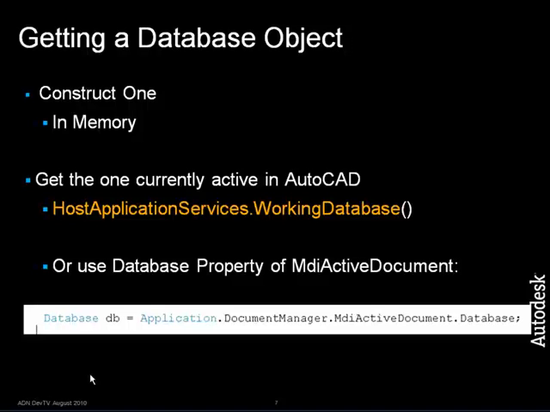The AutoCAD.NET API will allow you to create an AutoCAD database. This can either be a new one or one that you can populate with a DWG file. The most common workflow, however, is to get the currently active database. There are two ways to do this. One is to use the working database property of Host Application Services. The other is to use the database property of the MDI active document, as in the C# code snippet.